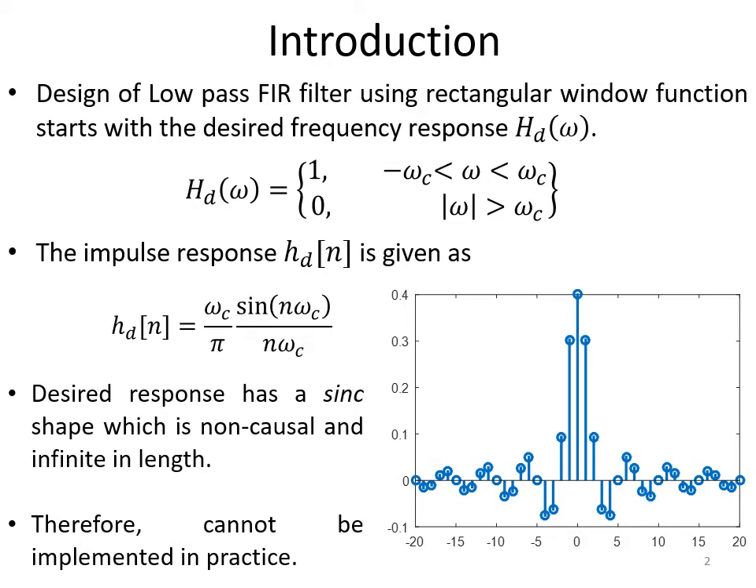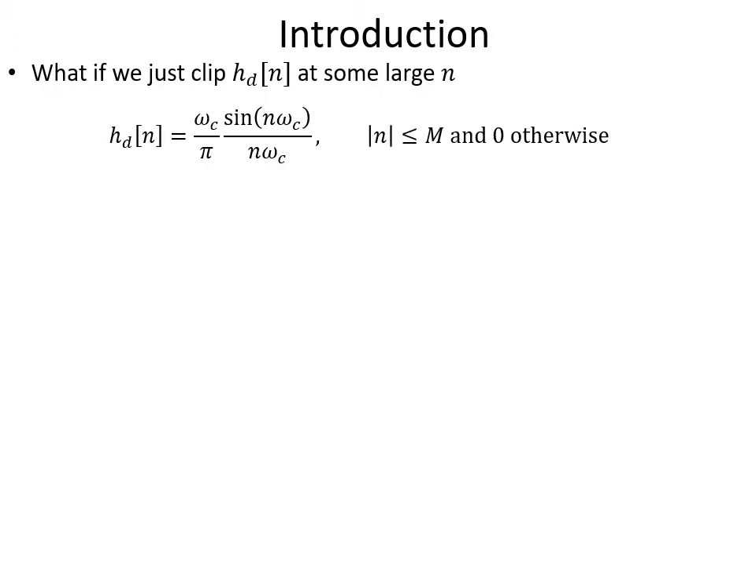So an ideal filter cannot be implemented practically. What we need to do is first make it causal as well as finite in length, so that we can implement it practically. In order to do so, we need to clip the impulse response HD of n at some large value of n, let's say M. So n should be less than or equal to M, and it should be 0 otherwise.